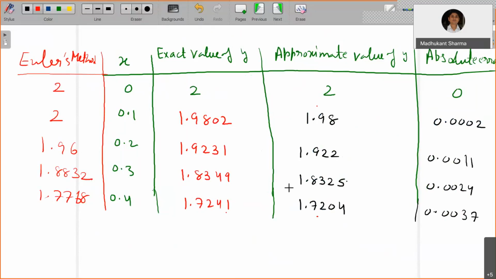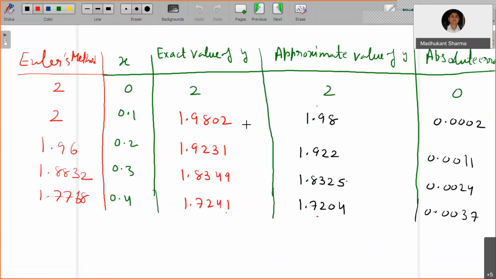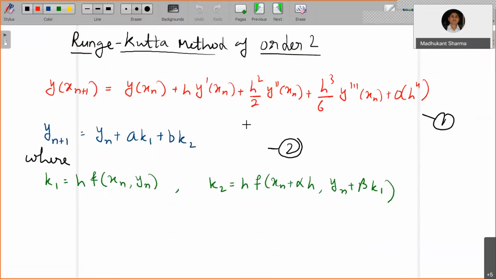But the payoff here is that you need to find higher order derivatives. Suppose you are going to involve the third order derivative, then you have to find all the possible partial derivatives. For second order, you require first order partial derivatives. For the third order, you require all the first order and second order partial derivatives at the different values, and so on. So this is a tedious job. Likewise, you can extend.